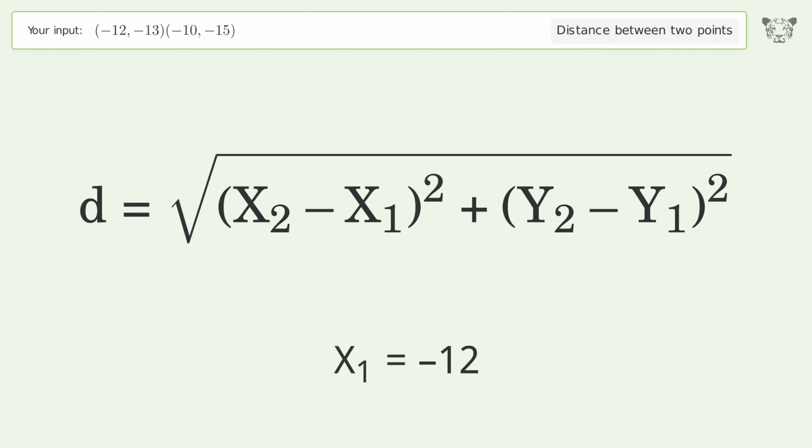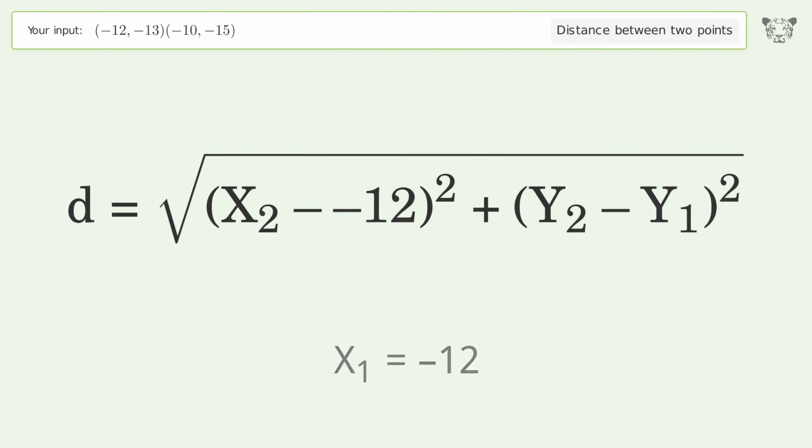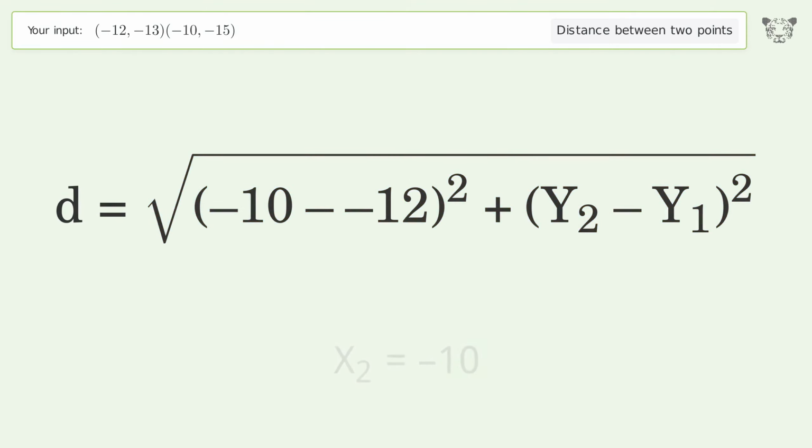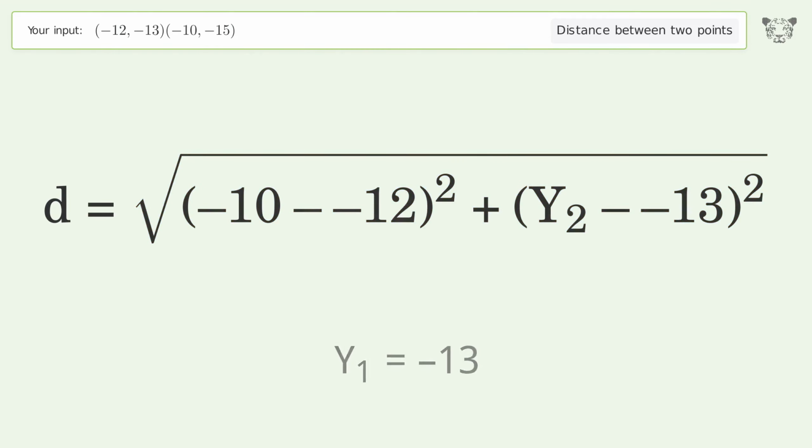x1 equals -12. x2 equals -10. y1 equals -13. y2 equals -15.